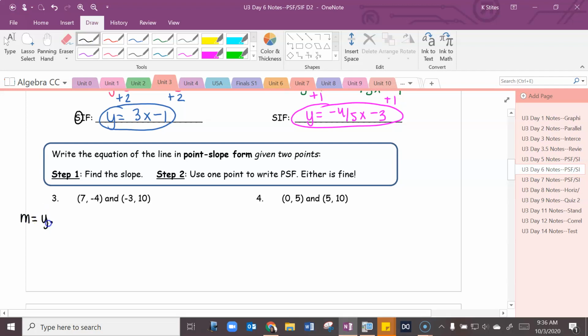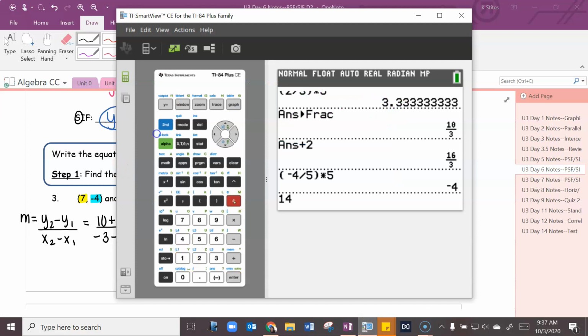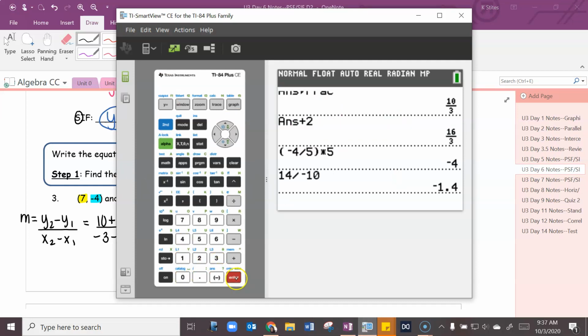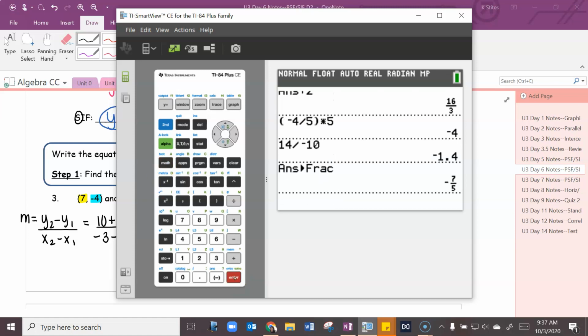So how do we find slope? If you remember, your formula is y2 minus y1 over x2 minus x1. So that's what we're going to go ahead and do here. y2 is 10 minus a -4. Make sure you have both negatives. Over x2 is -3 minus 7. And now I'm going to just figure out what this is. 10 plus 4 is 14, over -3 minus 7 is -10. And then I do want to math frac this. That's -7/5.